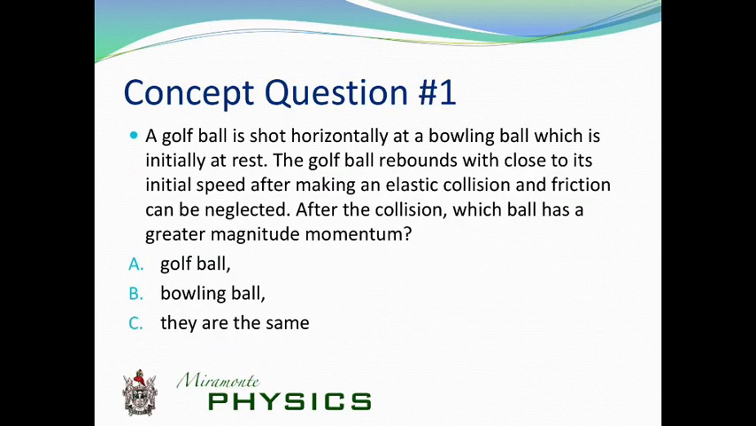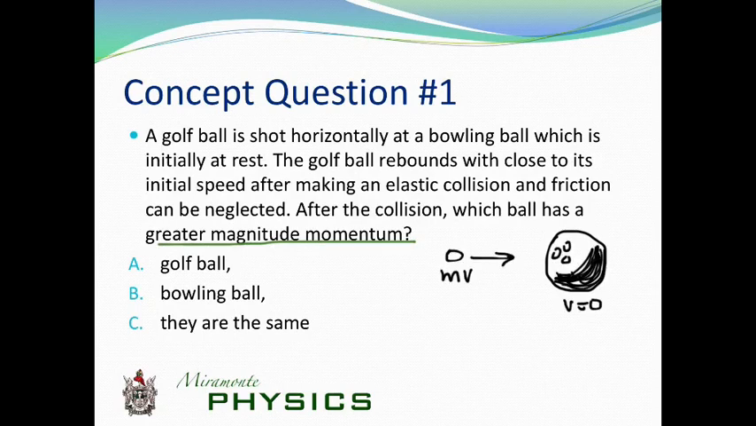Concept question. A golf ball is shot horizontally at a bowling ball, which is initially at rest. The golf ball rebounds with close to its initial speed after making an elastic collision, and friction can be neglected. After the collision, which ball has a greater magnitude of momentum? Okay, magnitude of momentum. Which one? The golf ball or the bowling ball? So stop and think about it for a second, and then come back, and let's think through it together.